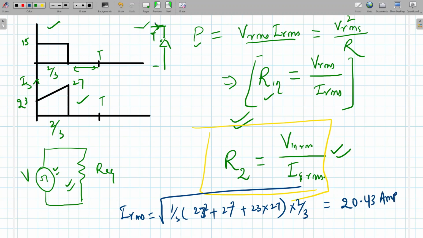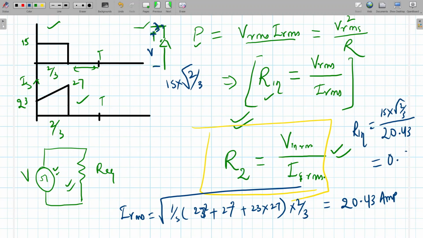Before the switch one current will be there, and here one voltage will be there. What will be the RMS value of this voltage? Voltage RMS will be 15 into root of 2 by 3. So the final resistance R in will be 15 into root 2 by 3 divided by 20.43. This will be approximately 0.6, I think.